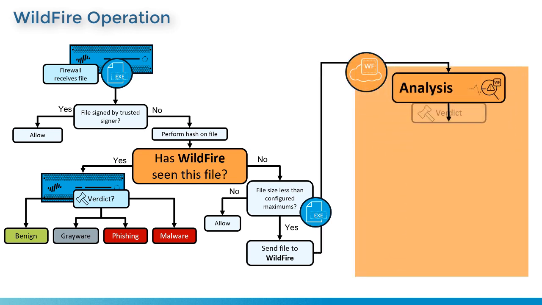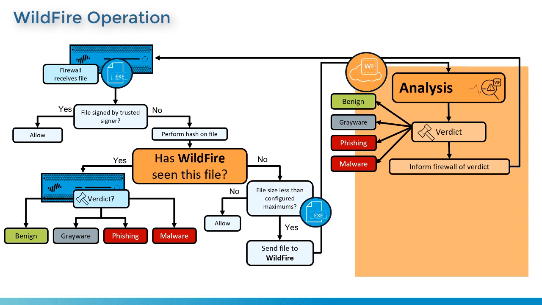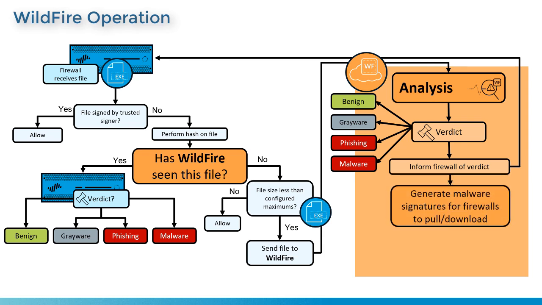Once the analysis is complete, a verdict will be generated based on the characteristics and behavior of the file, and that verdict would be again benign, grayware, phishing, or malware. After that, then WildFire will inform the submitting firewall of this verdict, and this will appear within the WildFire submissions log. After which, WildFire will generate malware signatures and make them available for firewalls to download.